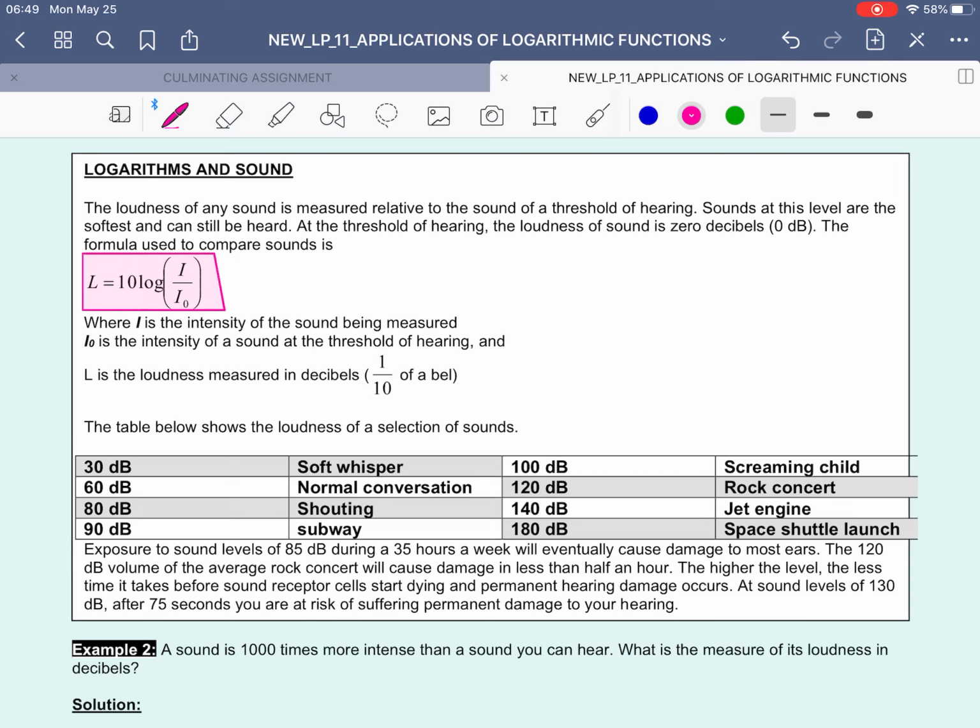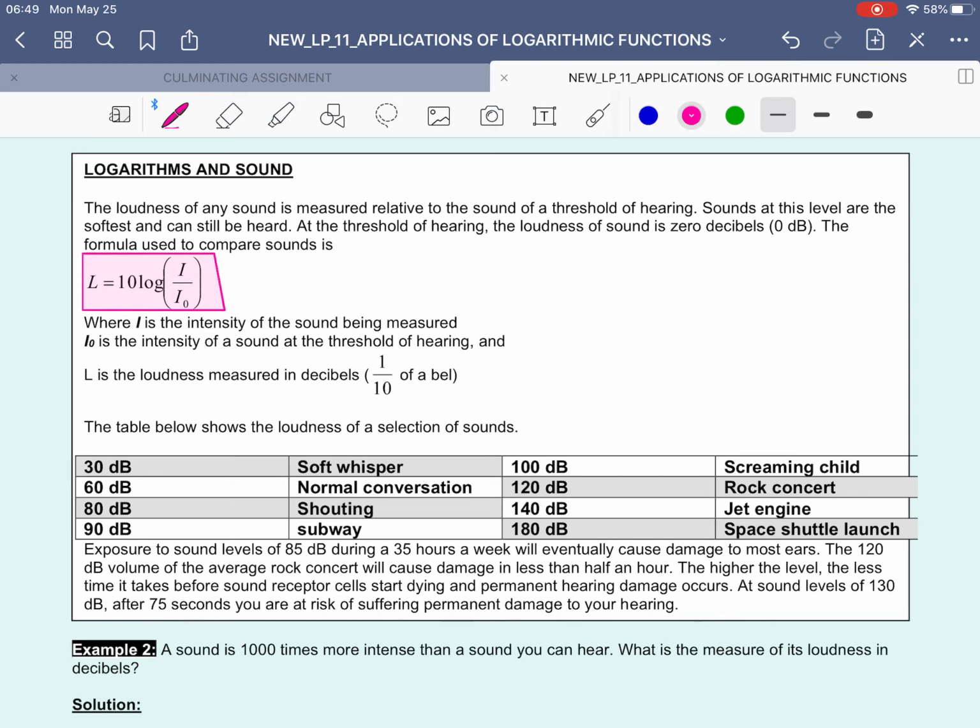Now, the table below is just out of curiosity, so we can get an idea of how much a decibel is. We call 30 decibels a soft whisper. We call a normal conversation 60 decibels, which is twice as intense as a soft whisper. Shouting is 80 decibels. Subway, 90. Screaming child, 100 decibels. You'll experience this one day. A rock concert is 120 decibels. Take a break after attending one. A jet engine is 140 decibels. Just don't stay near one. And a space shuttle launch is 180 decibels.